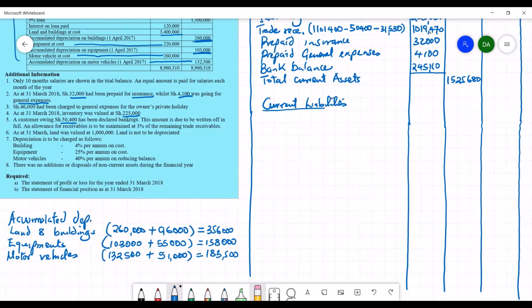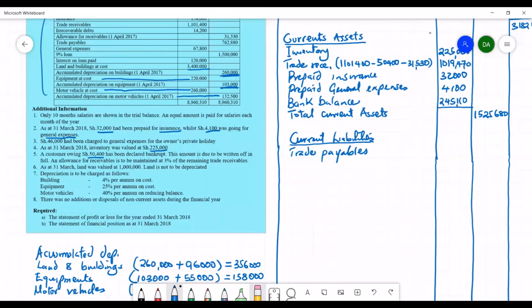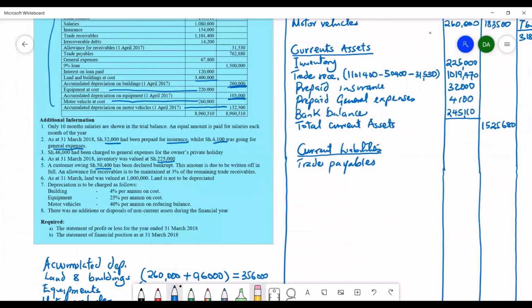And the current liabilities, in this case, start with trade payables. The trade payables in this example is equal to 762,880. We add accruals, and in this case we had accrued salaries, which is additional information number 1, and we found that accrued salaries expense is equal to 216,000.